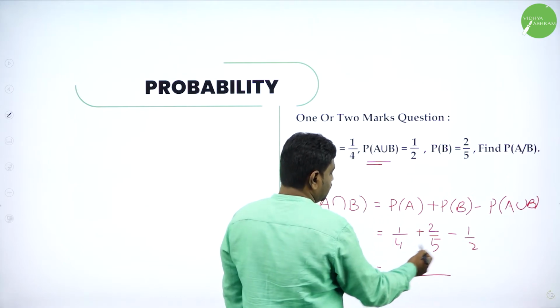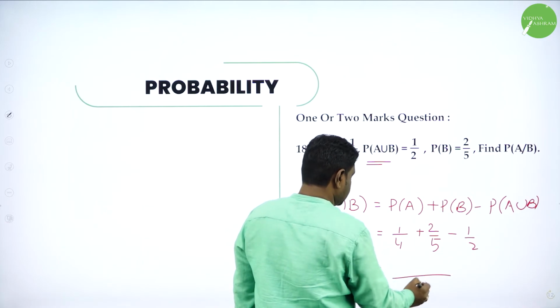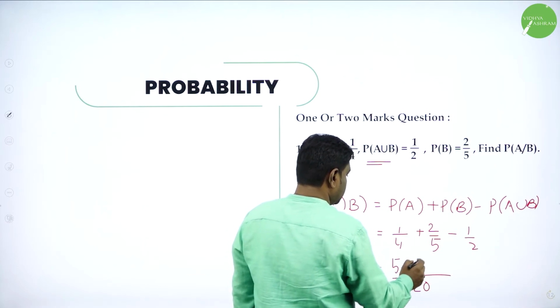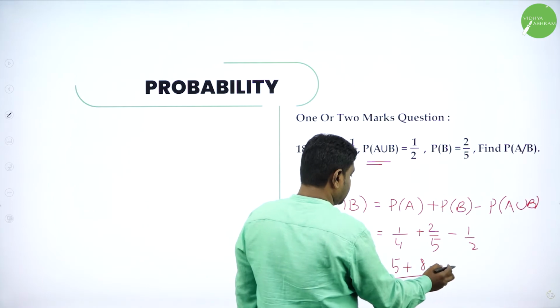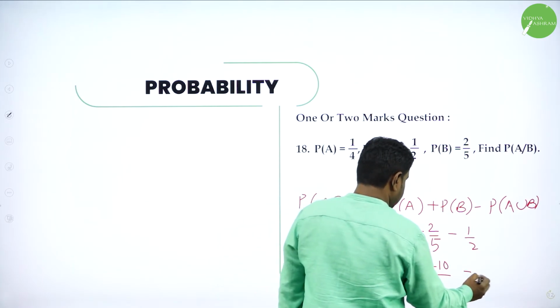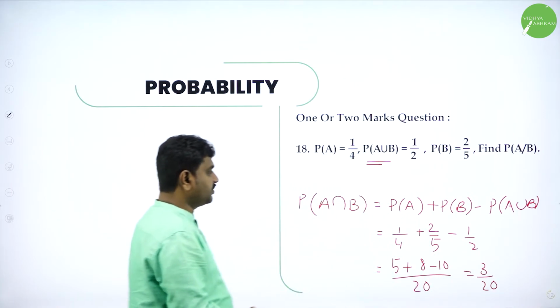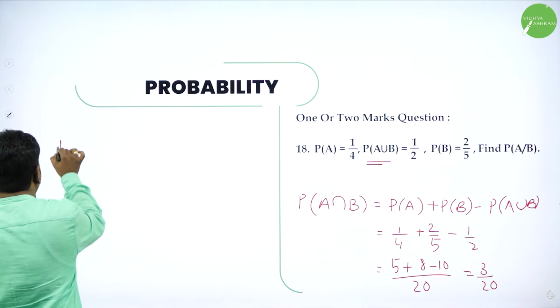So take LCM. What is the LCM? For 4, 5 and 2, the LCM is 20. 5 ones are 5, 5 fours are 20, 4 fives are 20, 4 twos are 8, minus 2 tens are 10. So 8 plus 5 is 13, 13 minus 10 is 3 by 20. This is P of A intersection B, but they are interested in P of A by B.